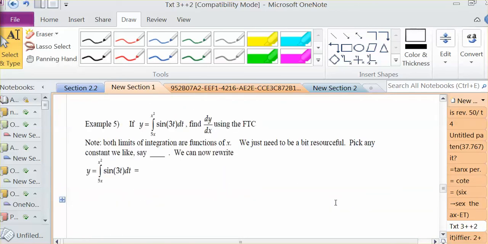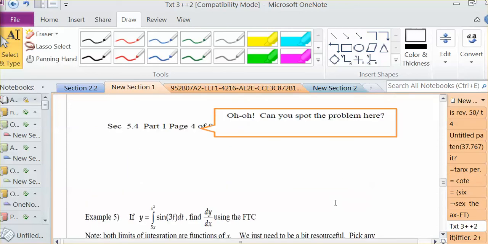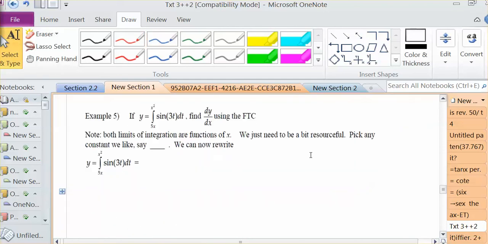Okay, let's step this up a bit more. For example 5, notice how our limits are 5x and x squared. So we do have another problem. Neither limit is a constant. So I'll have to get a bit creative or resourceful here. What if I picked a constant that's in between 5x and x squared? We're going to call it a.